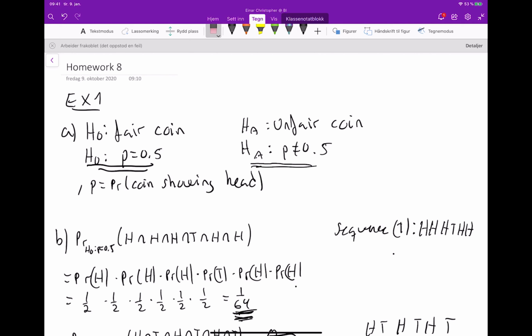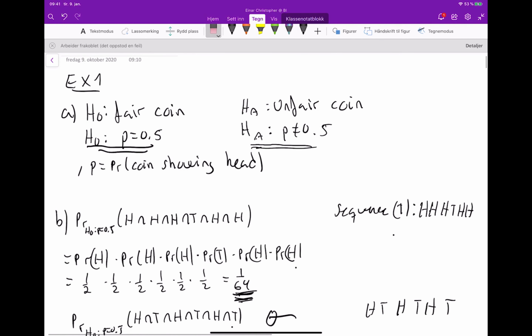This is homework 8, and we are in exercise 1. We have a setup where we are tossing a coin, and we assume that this coin is fair, so we set H0 to be a fair coin, and H alternative, the alternative hypothesis, is set to be that the coin is unfair.